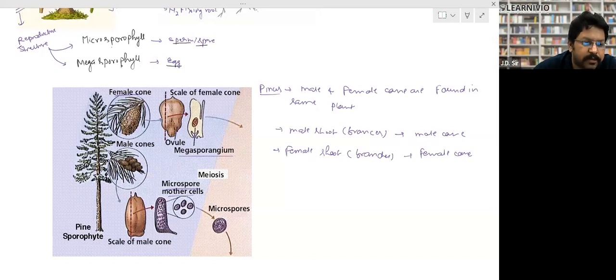Basically, this shape is good for snowfall, right? When snowfall takes place, due to the snowfall these branches will not break down, but slide, because they have a cone-shaped structure. So these cone-shaped plants are called conifers. So this pine tree, which is called pinus, is a type of conifer, right?